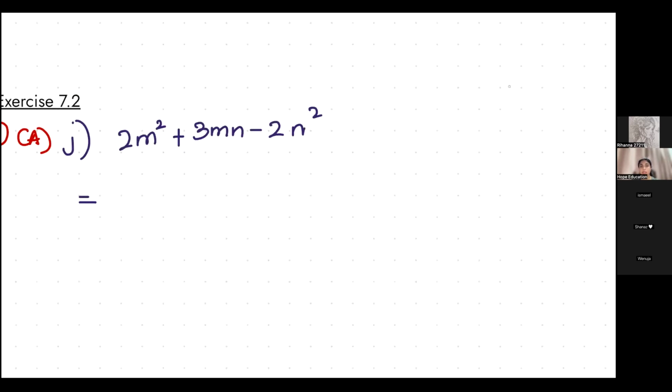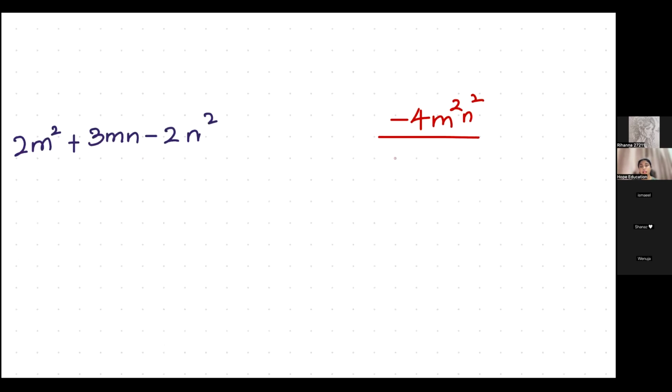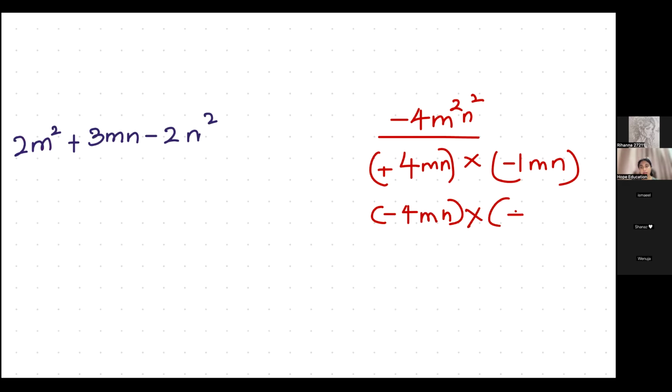2 times 2 is 4, m squared, n squared. This is plus, this is minus. Plus times minus is minus. We are going to see different ways how we can produce this, right? We can make this by 4 multiplied by 1, so 4mn multiplied by 1mn. Since the answer is minus here, different signs multiply. So plus 4mn multiplied by minus 1mn, or minus 4mn multiplied by plus 1mn. Then we add and check.